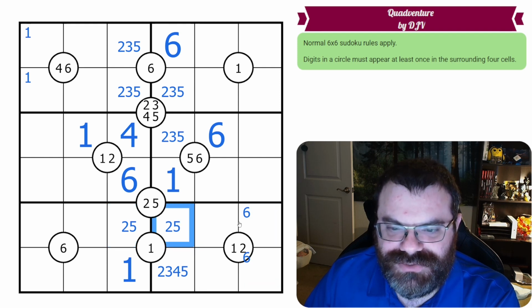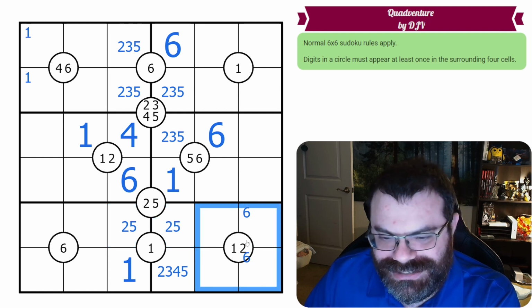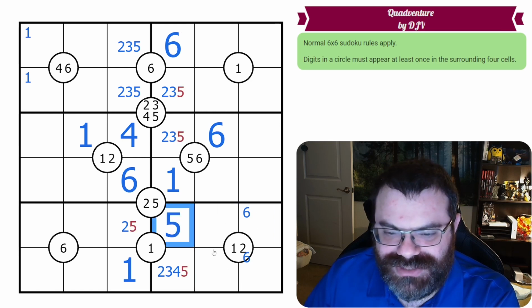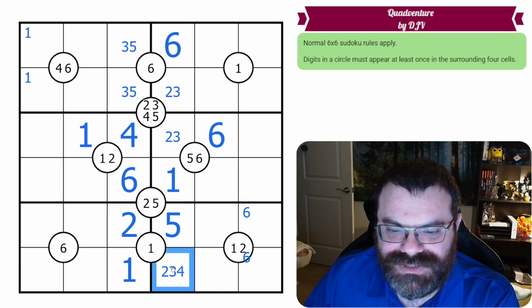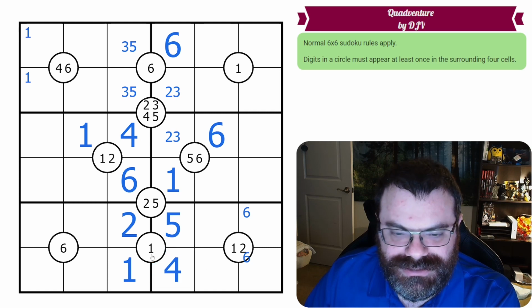I think there's a bunch of cleanup we can do. So I'm doing it one at a time. Sorry if you're seeing other things. There's a 2 in here, so this cannot be a 2. So that's a 5. That's a 2. We can clean that up. We can clean up these 5s. We can clean up that 5. 4 in this column can only go here.